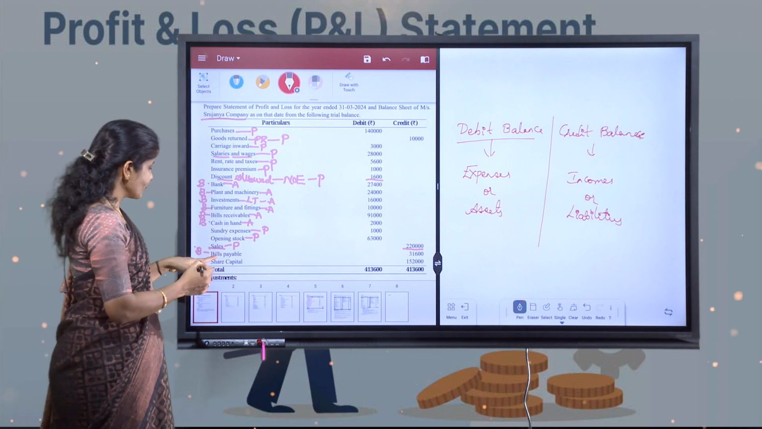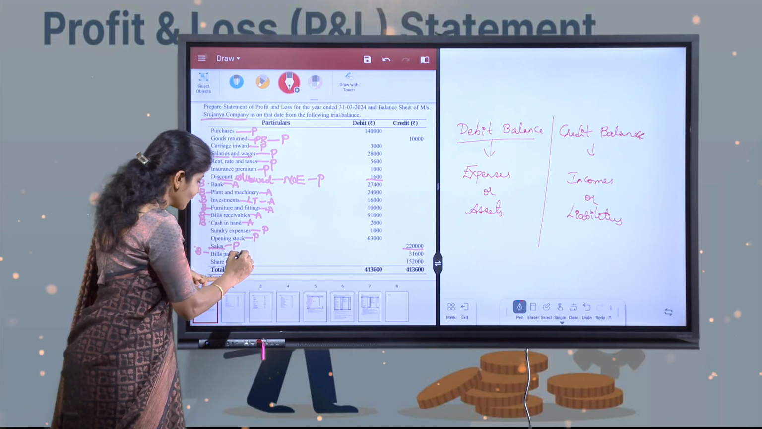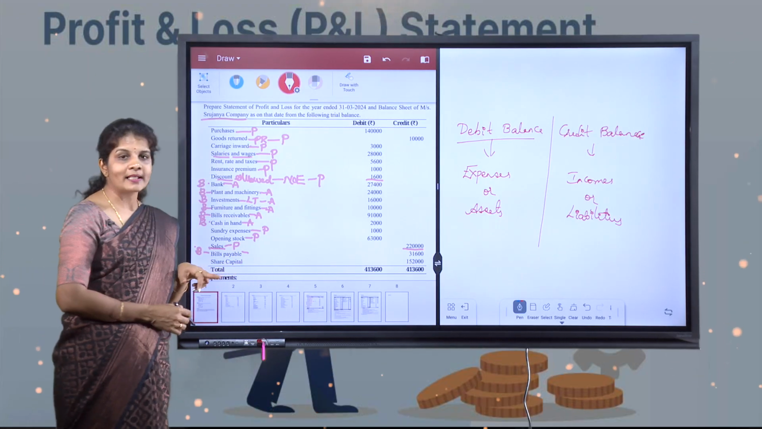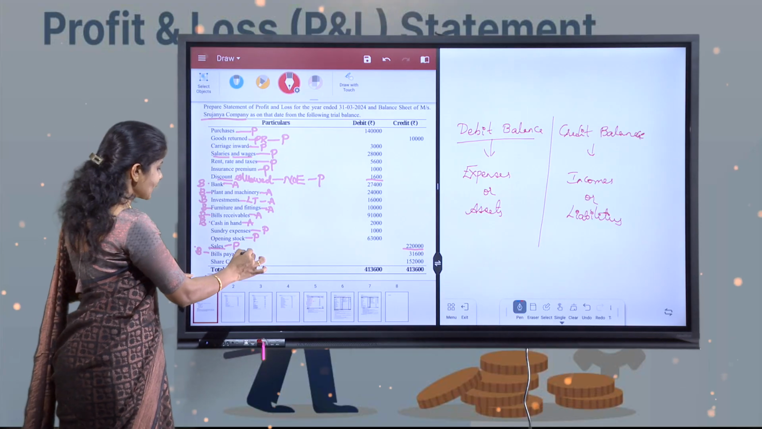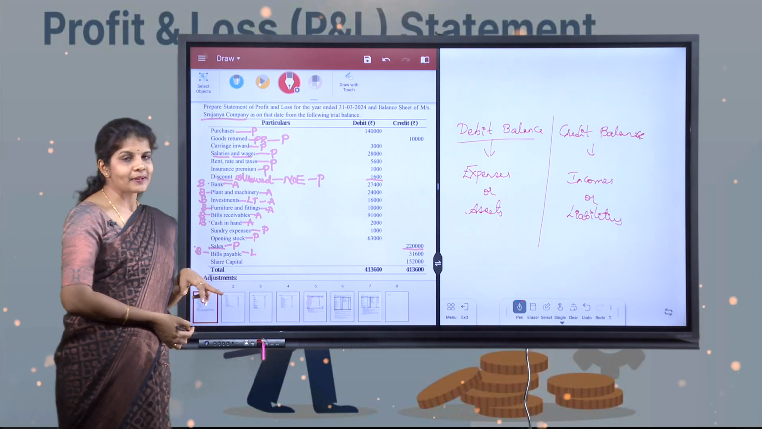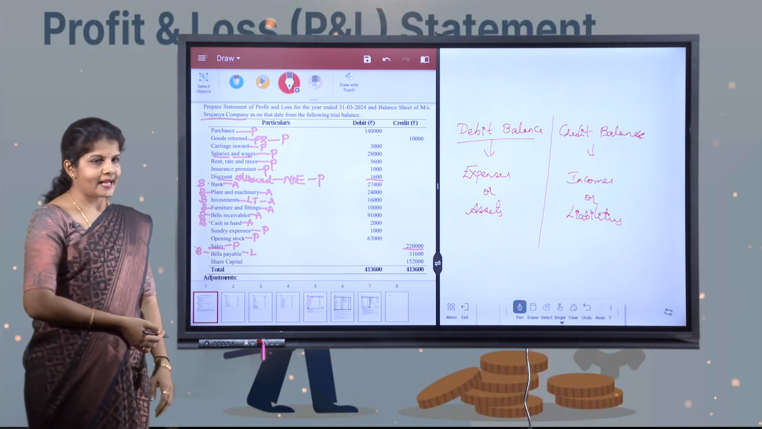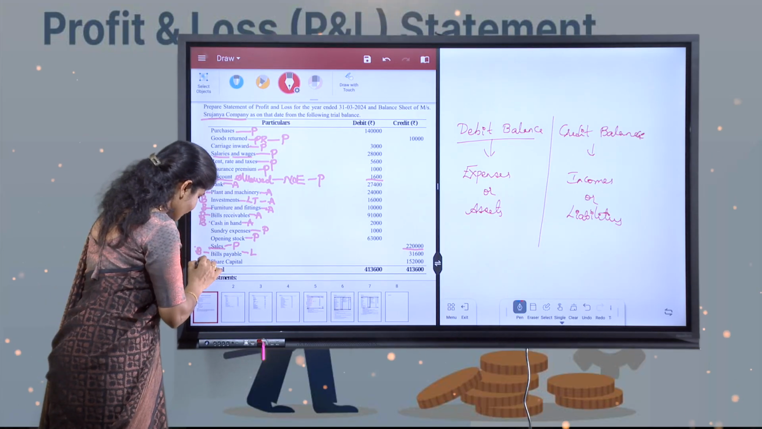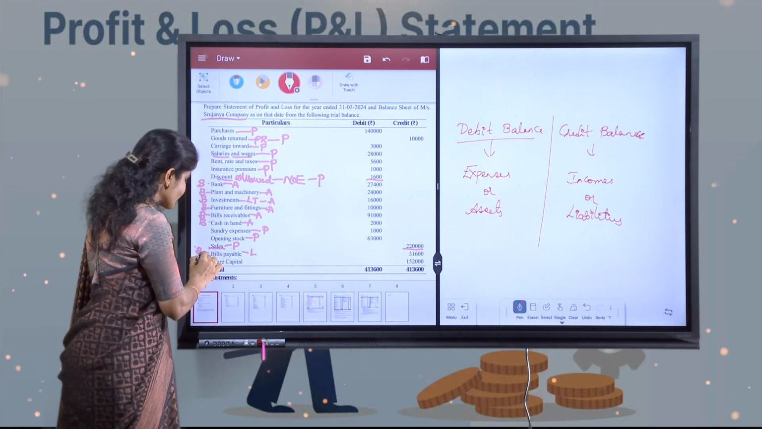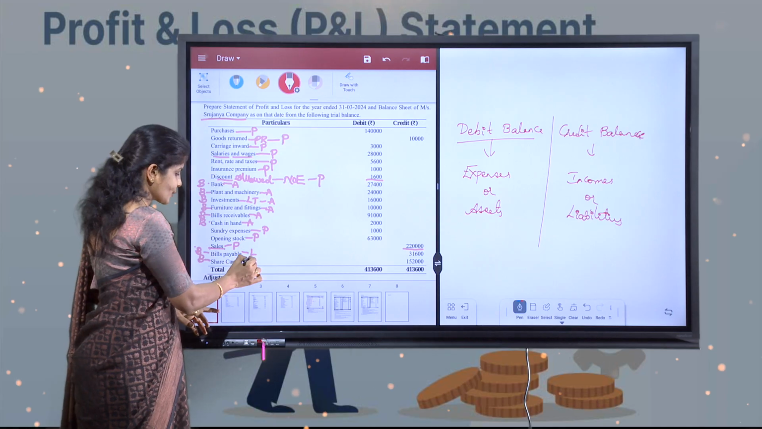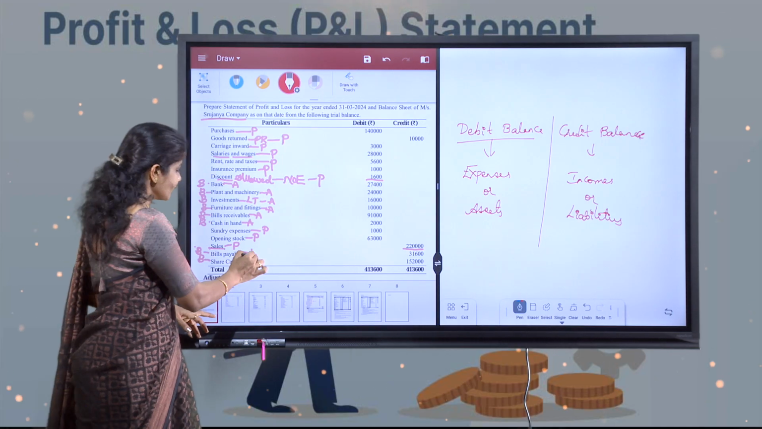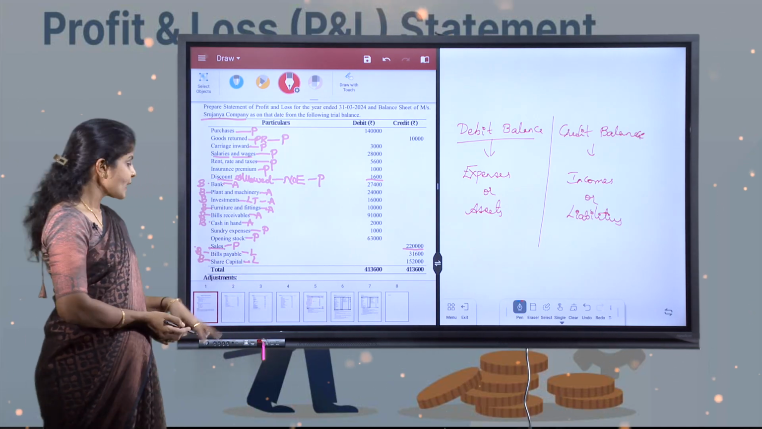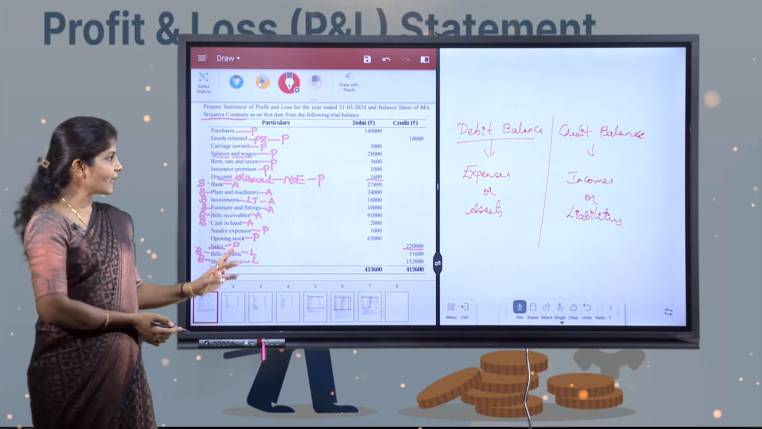Like same way, this will be taken to the balance sheet as a liability under the heading current liabilities. Okay. Next is share capital. Of course, share capital is a liability, the capital invested into the business. So this will be taken to the balance sheet under the liability side. Okay, so all the items of the trial balance we have taken.